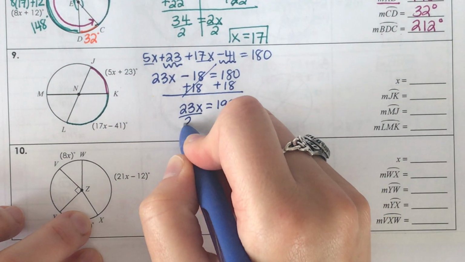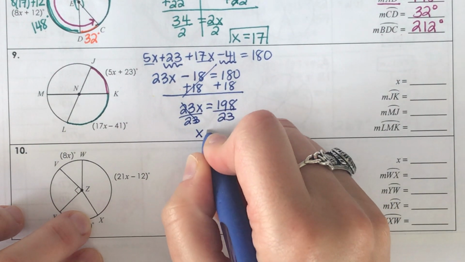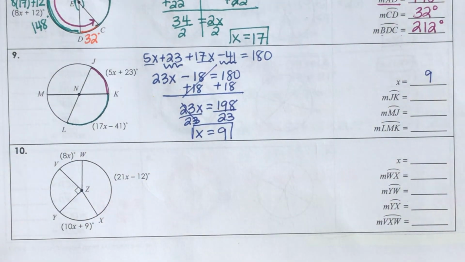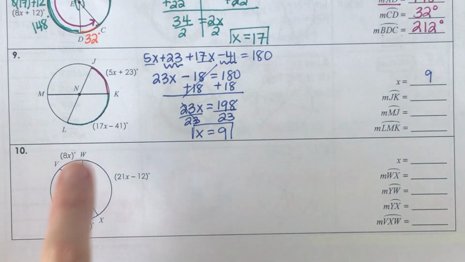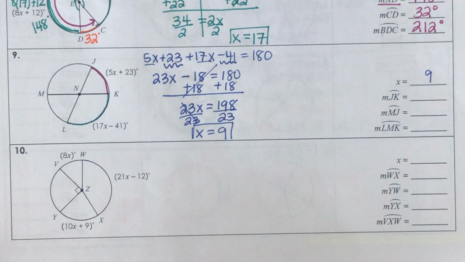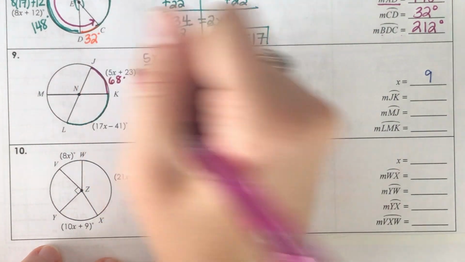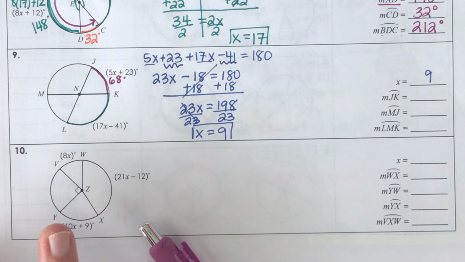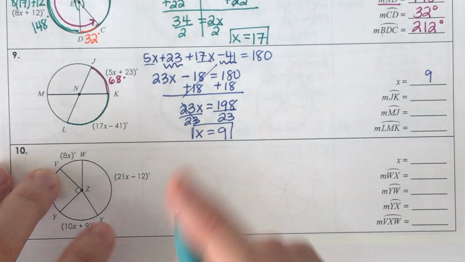And then I divide by 23 on both sides. So I get x equals 9. Now, using that 9, I'm going to plug it in to both of these equations here. So 9 times 5 gives me 45, and 45 plus 23 is, this angle right here is 68 degrees. Great. That must mean this one over here is 180 minus 68, or you can take that number and plug it in. This piece over here is 112.